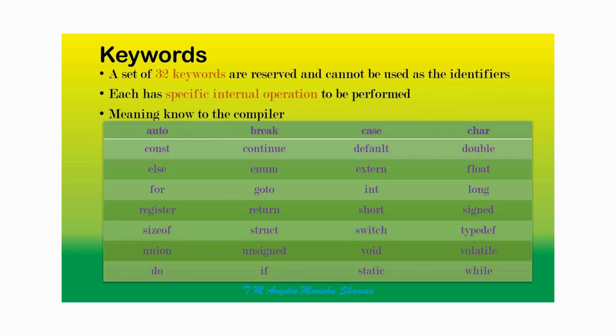Coming to keywords, there are 32 keywords in C language that are reserved and which cannot be used as an identifier. Each of these keywords has specific internal operations to be performed by the compiler, and the keywords are tabulated here. The keywords contain auto, break, case, char, const, continue, default, double, etc., as you can see in this tabular column.